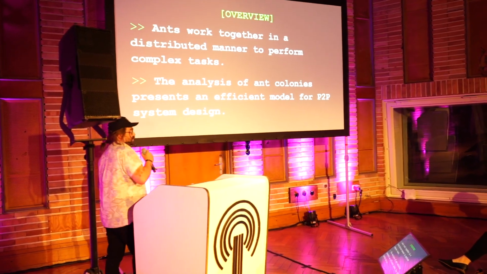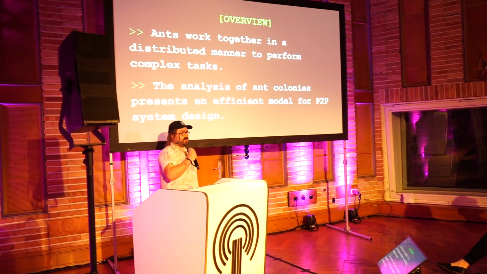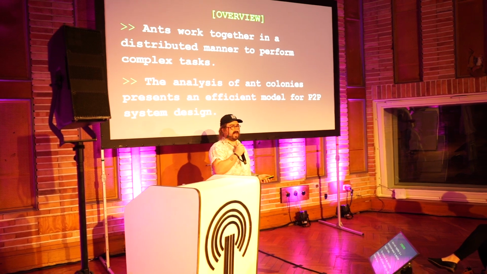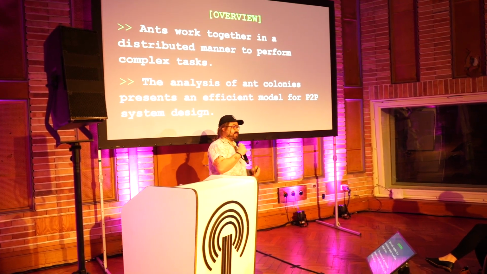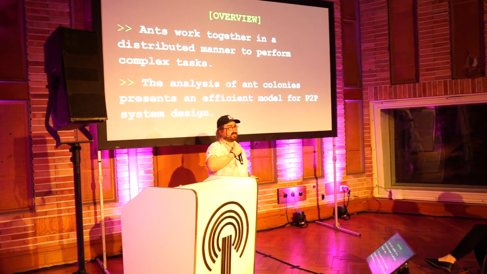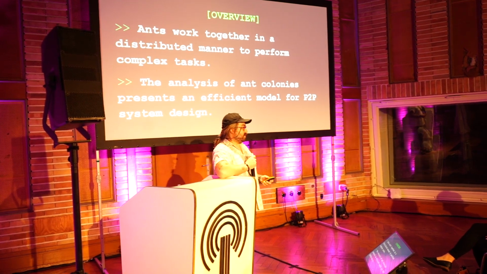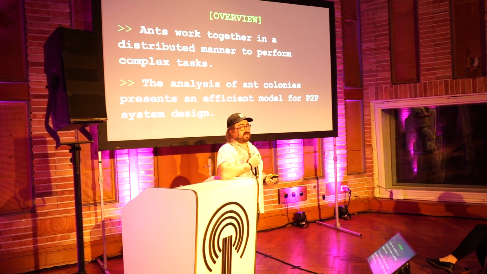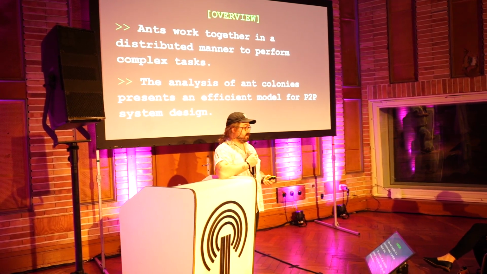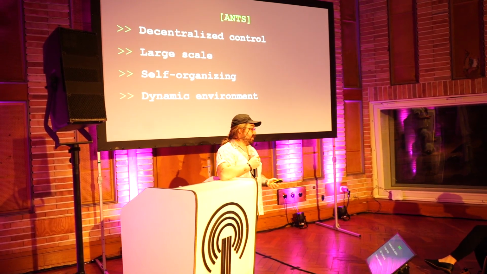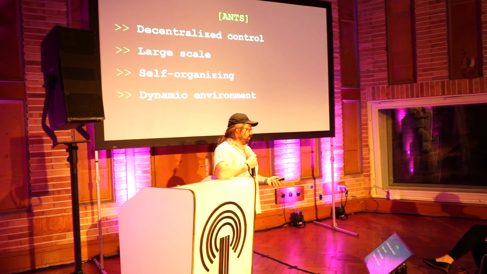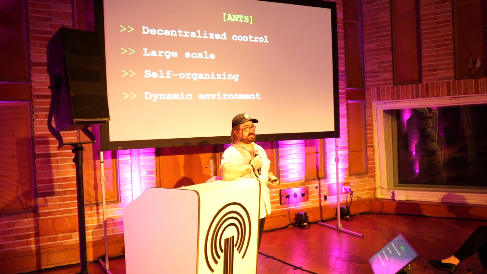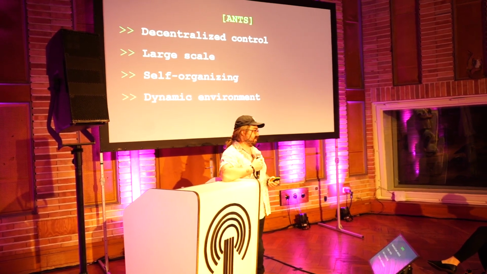Ants work together in a complex, distributed manner in order to perform very complicated tasks as a whole. And the analysis of how these little dudes work together will allow us to create models for more effective, performant, and scalable peer-to-peer systems. So, within an ant colony, when we talk about decentralized control, this is similar to what we assume about peer-to-peer systems and blockchain specifically.